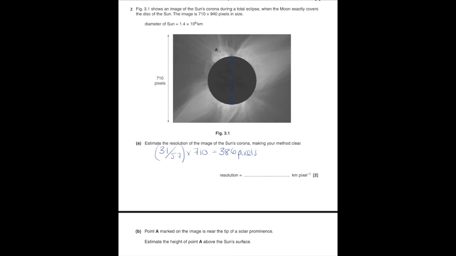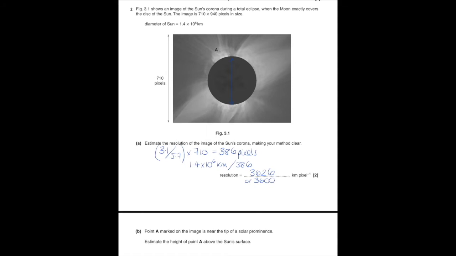Now we know that resolution is measured in this case in kilometers per pixel. Okay, and therefore in order to work out the resolution, what we do is we say, well, what is the total distance that image is covering in real life? Okay, and that's the diameter of the sun. So we've got our diameter of our sun of 1.4 times 10 to 6 kilometers, and that is represented by our 386 pixels. And when we do that, I end up with a value of 3626 kilometers per pixel, or 3,600, depending on what you want to do with your sig figs.